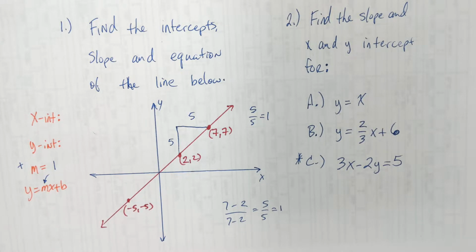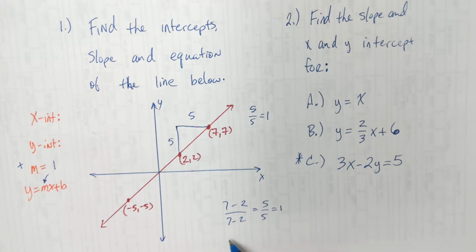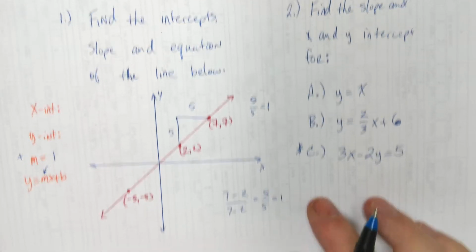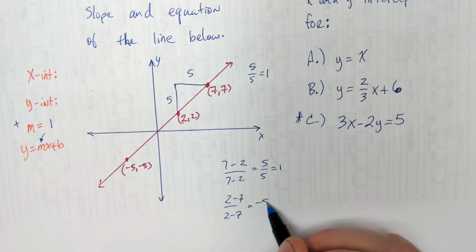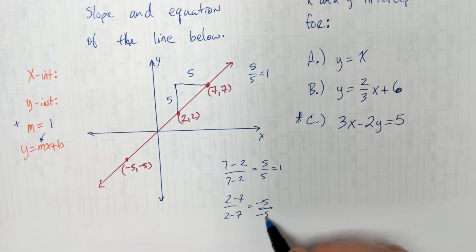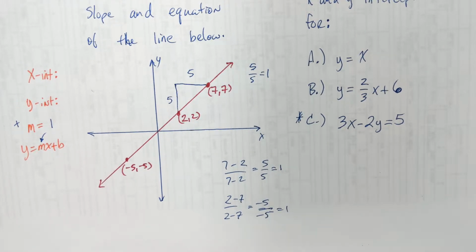Right? I have 2 minus 7. Is that okay? Sure. 2 minus 7, because you would do it backwards. You would do 2 minus 7, and 2 minus 7. That's negative 5 over negative 5. That's still positive 1.